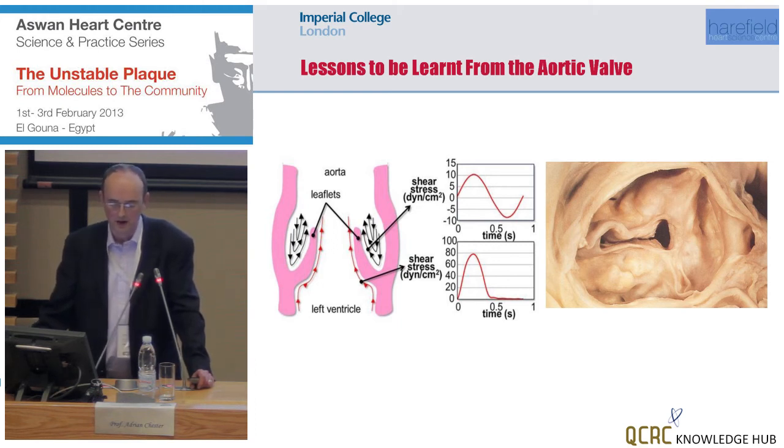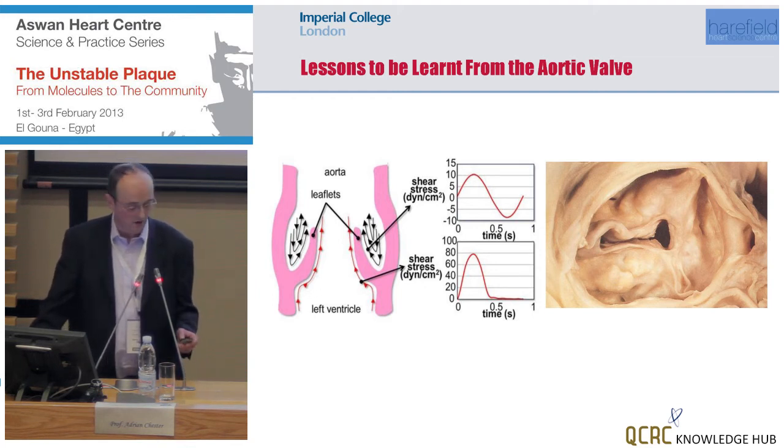So the aortic valve is quite a nice model, because on one side, as the valve opens, you get high shear as the blood is ejected from the left ventricle, and then as the valve closes, you get this disturbed pattern of low shear stress. And unsurprisingly, perhaps, aortic calcification, aortic stenosis, the calcification lesions tend to always occur on the aortic surface of the valve, where we see this low level of shear stress.